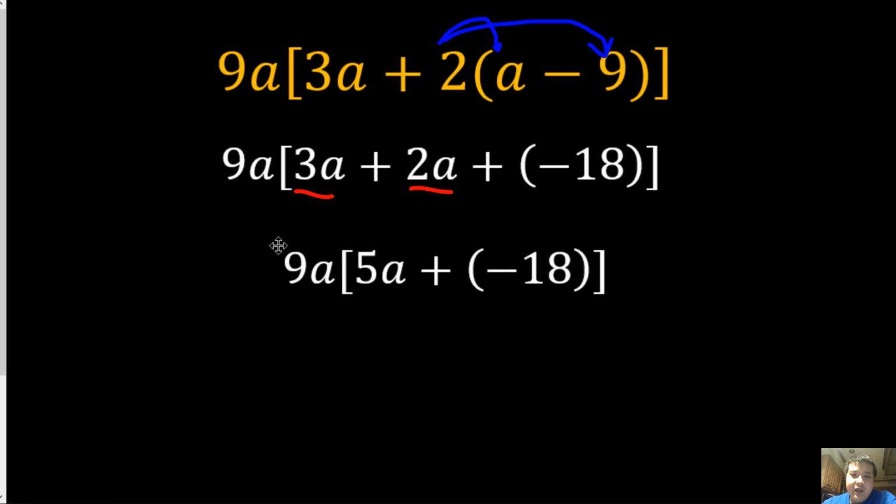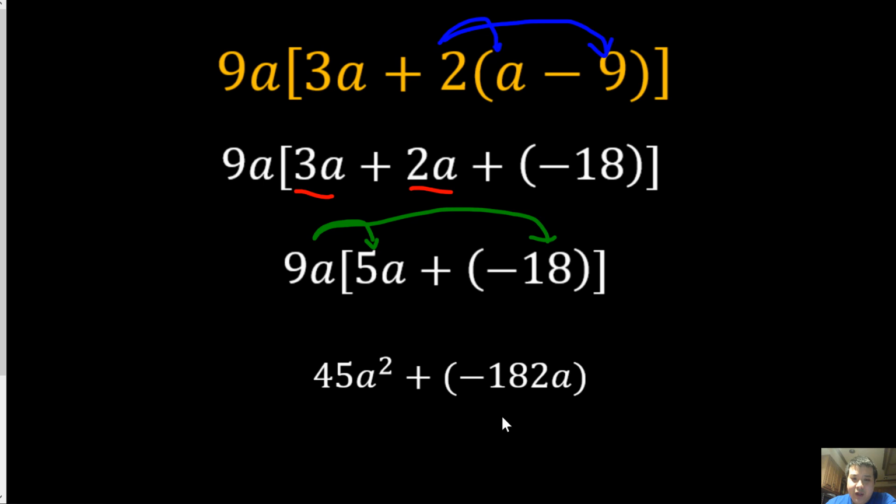Therefore, we're going to do 9a times 5a, which gets us 45a squared. And then 9a times negative 18 gets us negative 182a. So again, this is 2 terms, so our answer is another binomial.